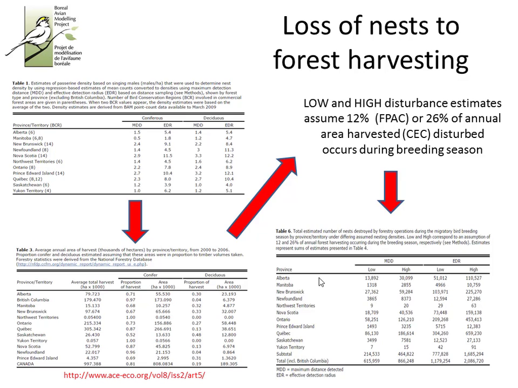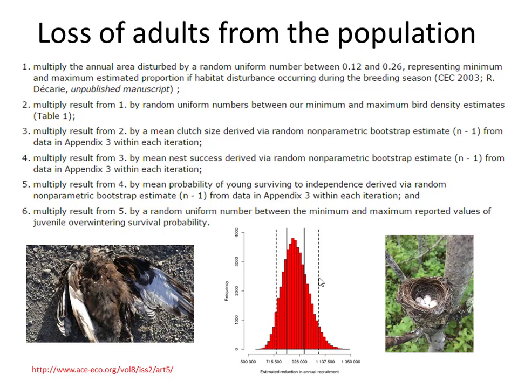So what we wanted to do is convert it into the number of individuals that are lost from the fall flight, because that's really what we want to know. How much productivity are we losing? So what we do is we take the area disturbed and we look at the proportion of the habitat that was likely disturbed in the summer by the forestry activity. We take the different density estimates in the different habitats.